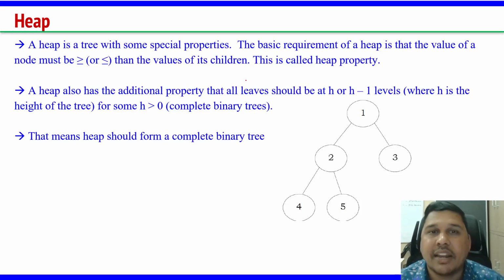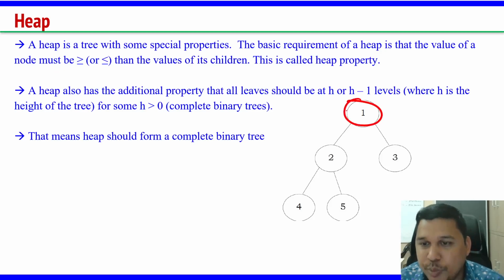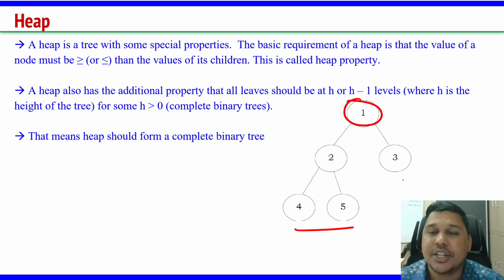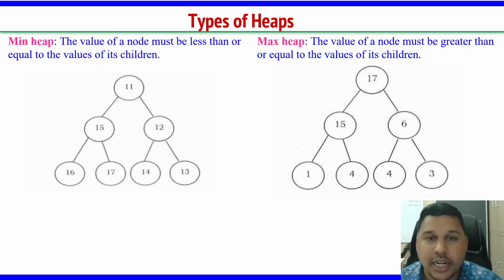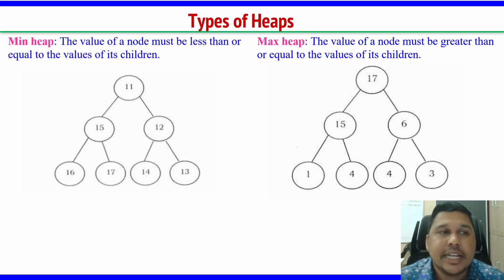Okay. So, again I will repeat the property of heap: the element of a node should be greater than its children. This should be applicable for every node, and the leaf nodes can be at level h or h minus 1. Okay. Let us see the different types of heaps. What are the different types of heaps we have? The first one is min heap, the second one is max heap.